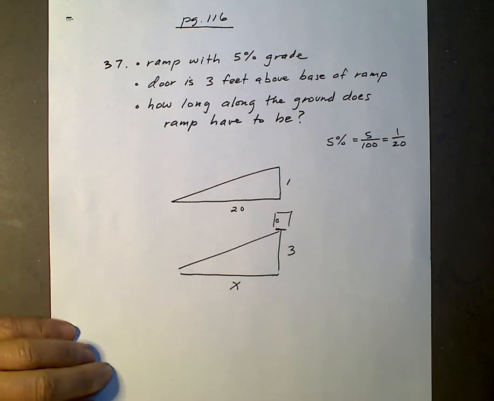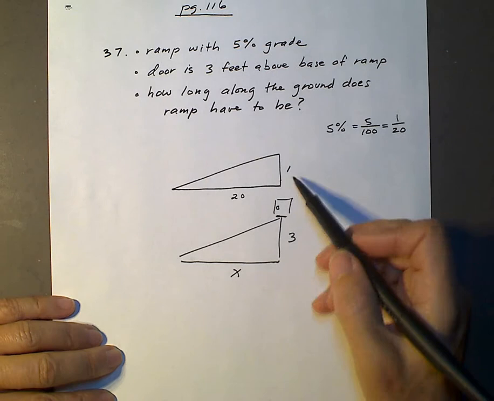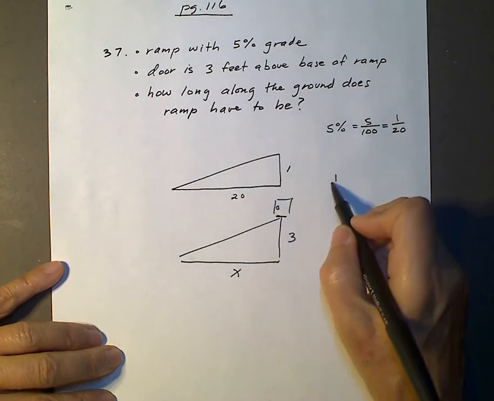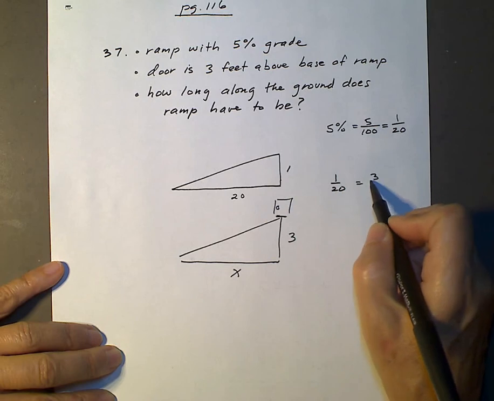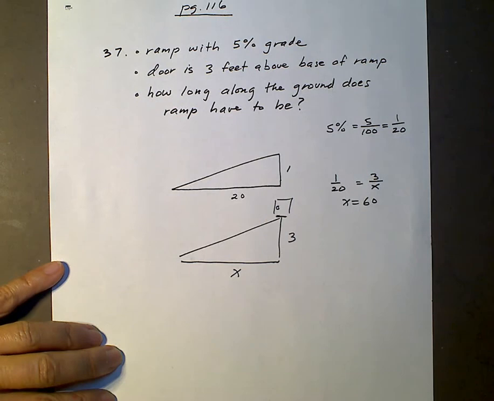So one way you could look at this is similar triangles, and it's just a proportion, and I can say 1 is to 20 as 3 is to x. So x is 60, so this has to be 60 feet.